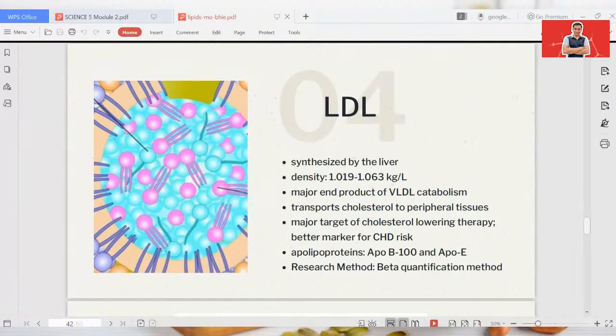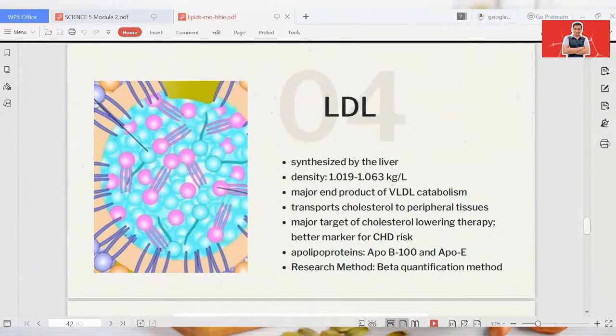Moving on, we have LDL, or low-density lipoprotein, also known as bad cholesterol. It is synthesized in the liver and has a density of 1.019 to 1.063 kg per liter. LDL is the body's major cholesterol carrier and transports a large amount of endogenous cholesterol. Again, a large amount of cholesterol.